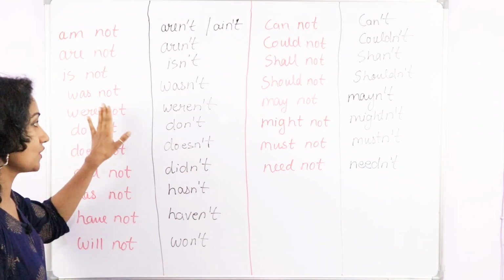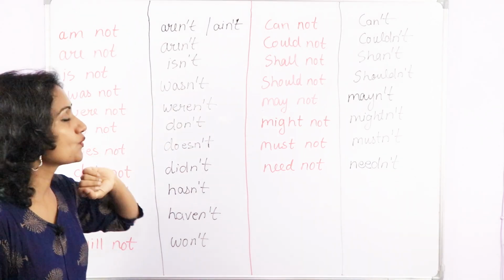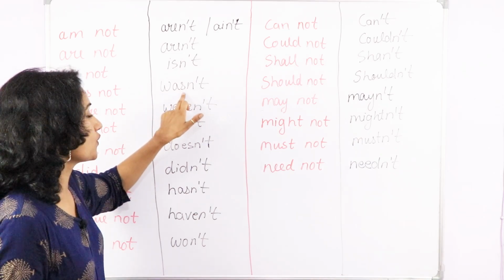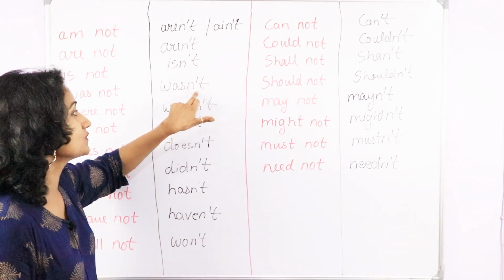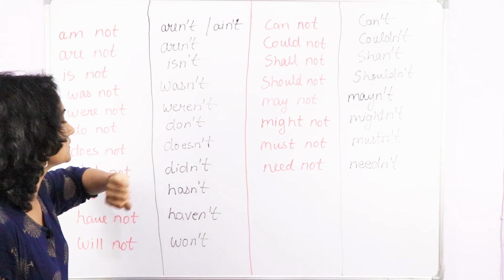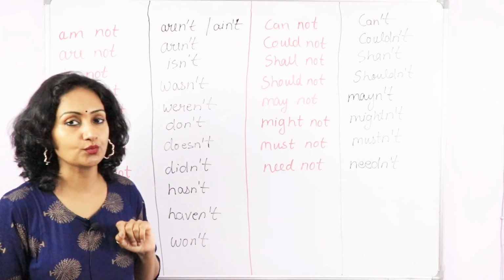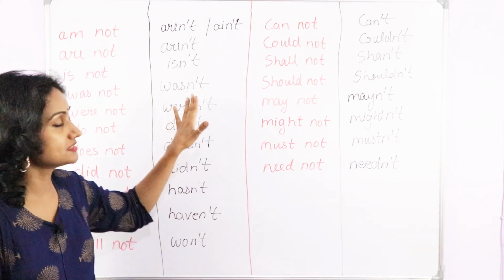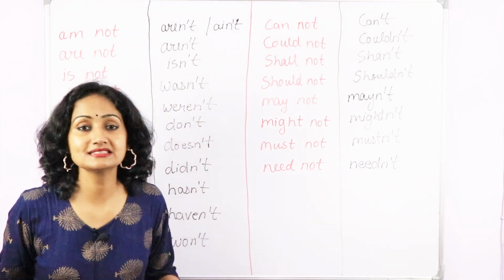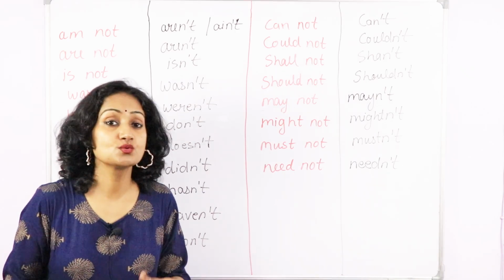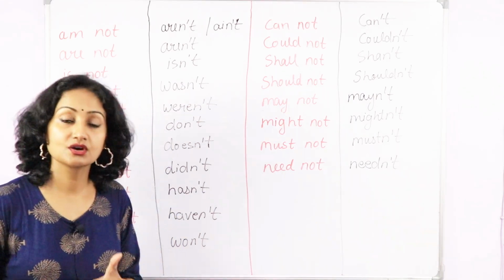Next is was not, so it becomes wasn't, W-A-S-N apostrophe T. Here we are dropping O. Everywhere we are dropping O. So it becomes wasn't. She was not dancing, she wasn't dancing. She wasn't there, wasn't.